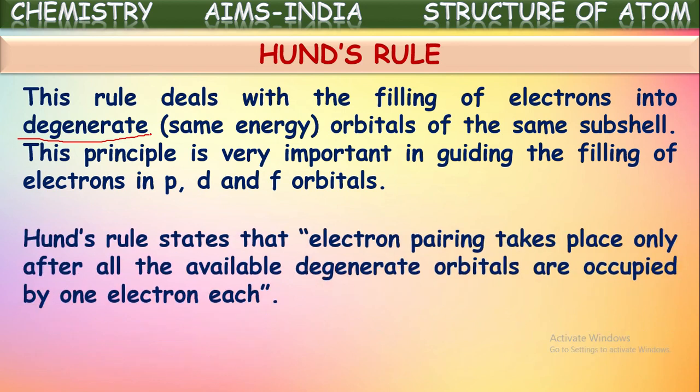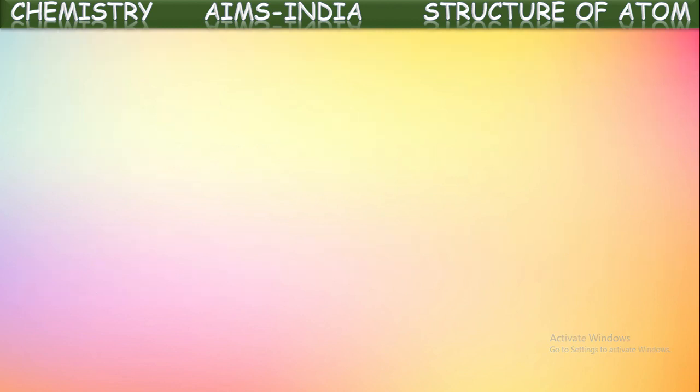Hund's rule states that electron pairing takes place only after all the available degenerate orbitals are occupied by one electron each. As there is more than one orbital in these higher subshells, all the degenerate orbitals will first be occupied by a single electron. Only then does pairing of electrons take place in these degenerate orbitals. This is the statement of Hund's rule. Let us see an example so that we can understand it easily.